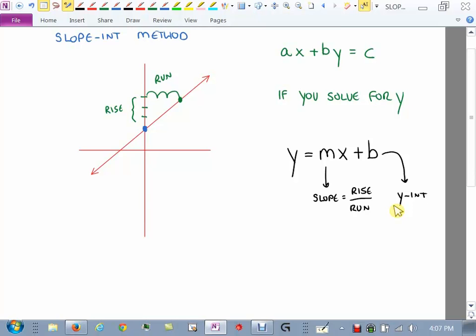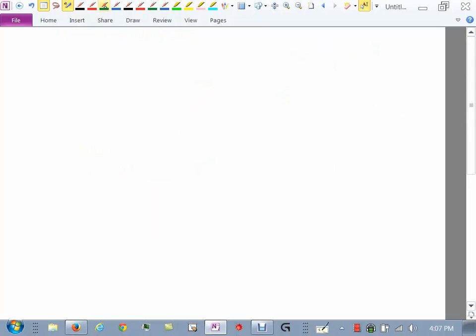So what we do for this method is we make sure we solve the equation for y, and then we use the numbers that are generated when we do that to graph by just moving up and over. So let's do the problem we just did again using this method. Let's do 2x minus 4y equals 8 using the slope-intercept method.